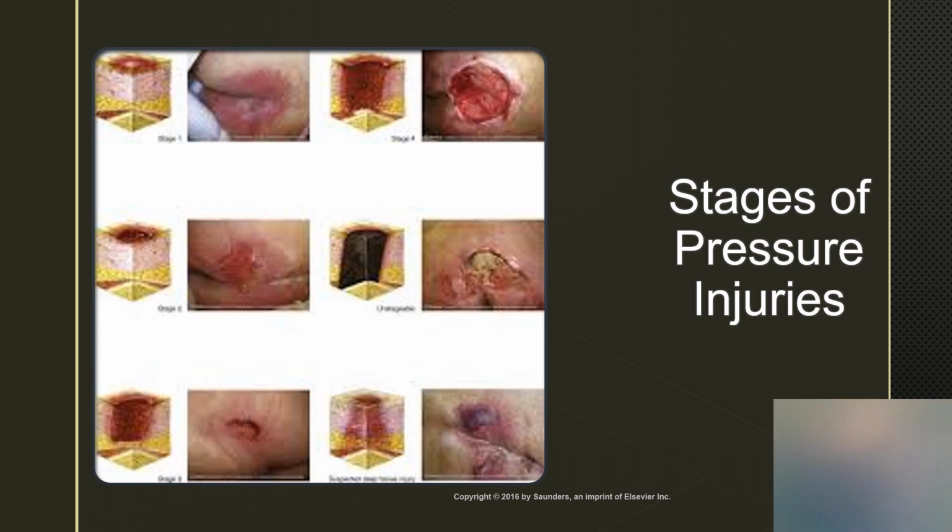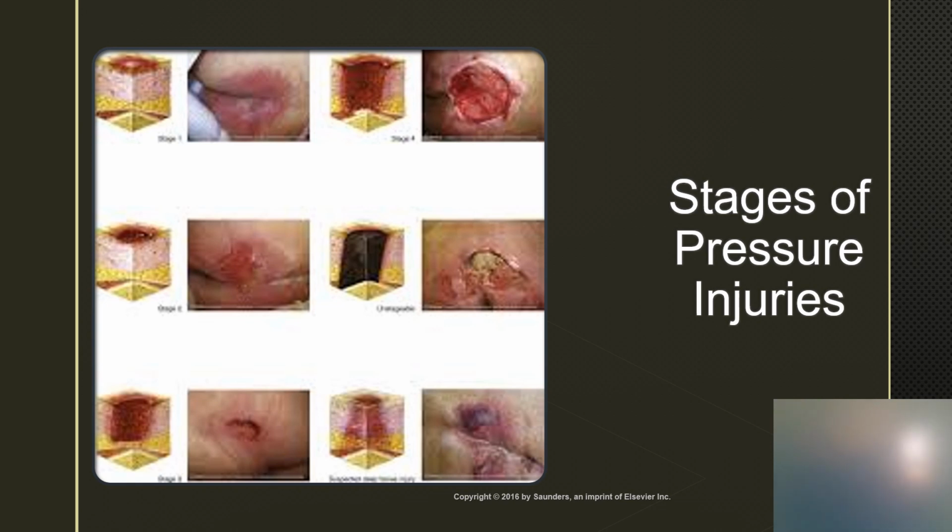An unstageable pressure injury is going to be one that has a wound bed that is covered by more than 50% eschar or slough. If it has greater than 50%, it is going to be unstageable. If the slough or eschar were debrided from the wound bed, we do know that it would be at least a stage 3 wound.